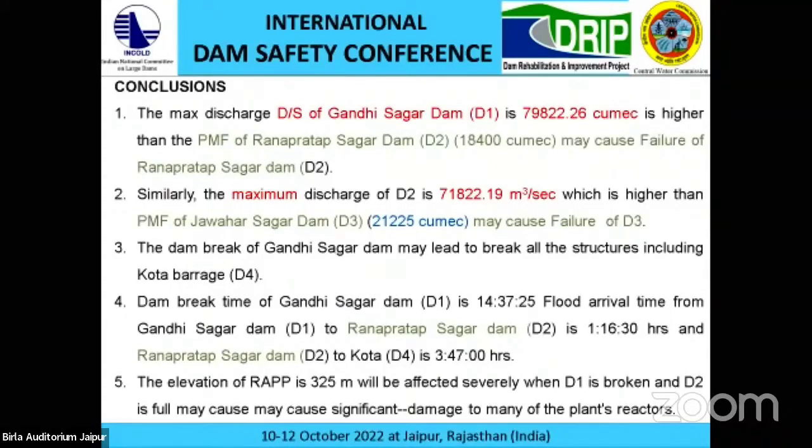When Rana Pratap Sagar dam is empty, we can save the Rawatbhata atomic power plant. Otherwise, a situation like a Chernobyl type of incident may happen, because the water surface elevation is much higher than the elevation of the Rawatbhata atomic power plant. So these were some of the conclusions. Thank you very much.